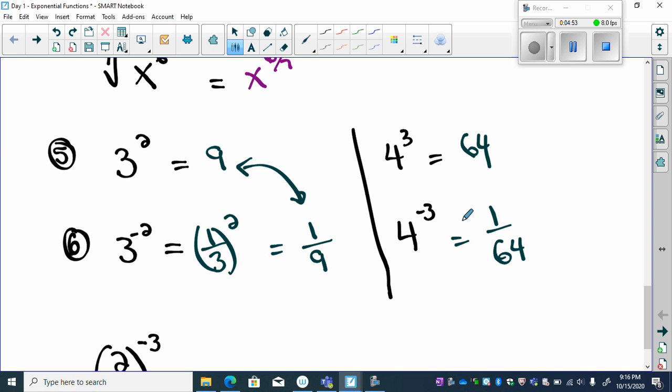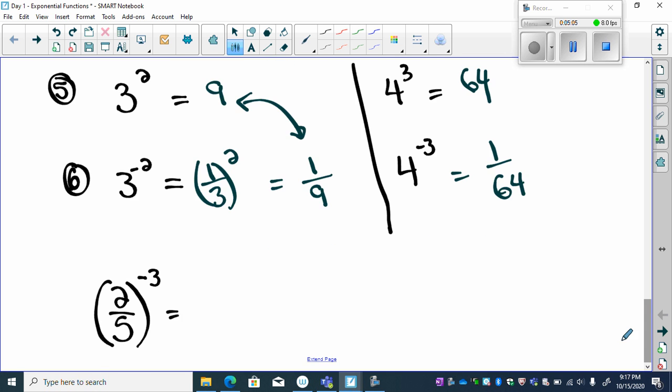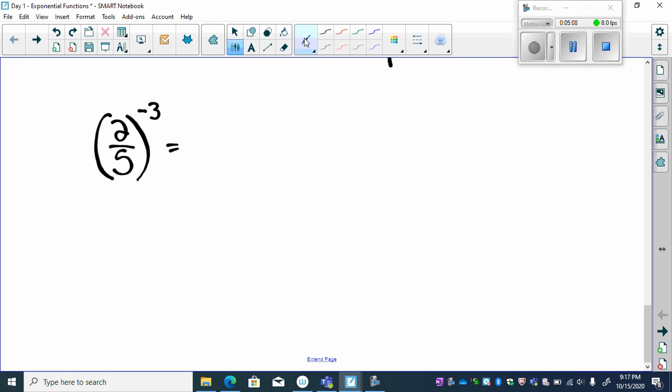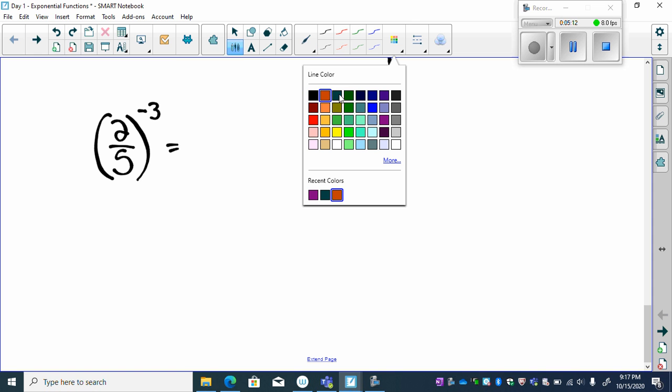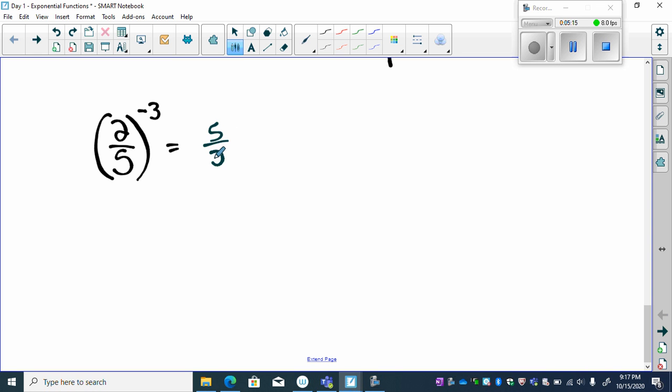So a little shortcut you could do there. Instead of going 1/4 to the power of 3 and getting 1 over 64, if I know that 4 cubed is 64, a little shortcut is just 4 to the negative 3 would be 1 over 64. 2 to the 5th, all to the negative 3, that's going to equal 5 over 2 to the positive 3. 5 cubed, 125. 2 cubed, 8. All right, 2/5 to the positive 3 if I ask that question.